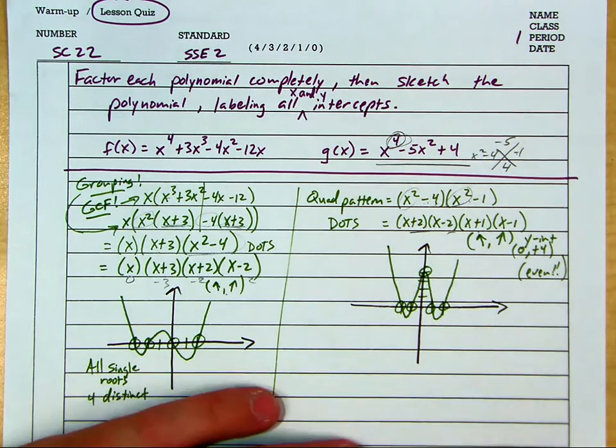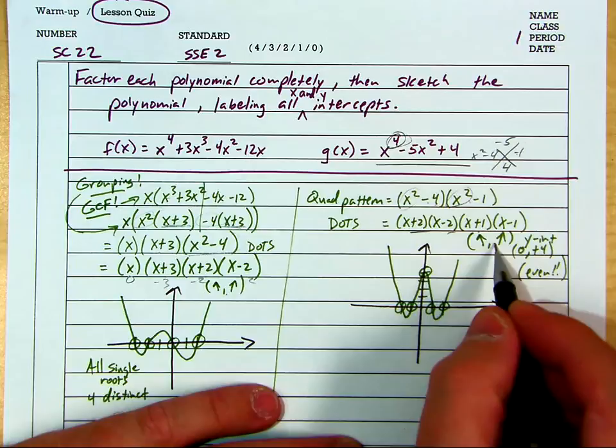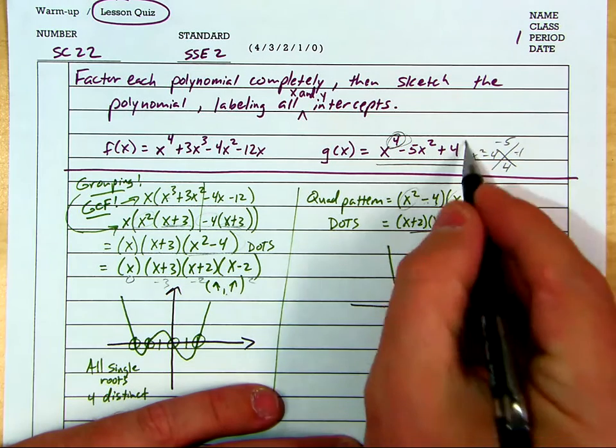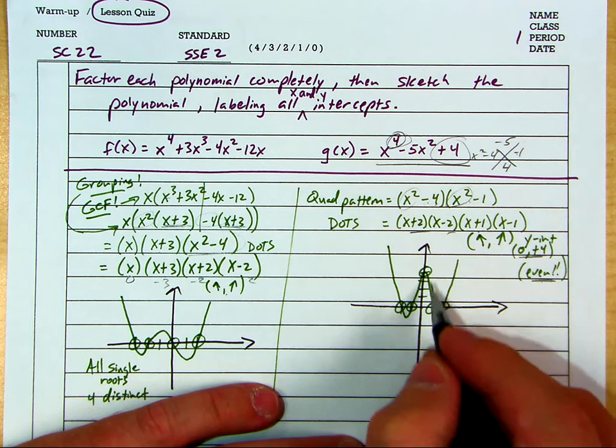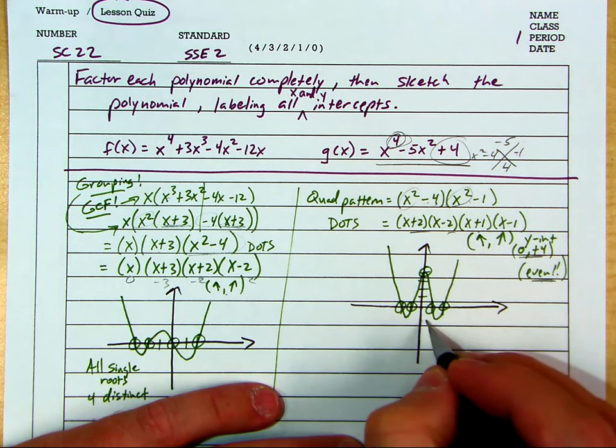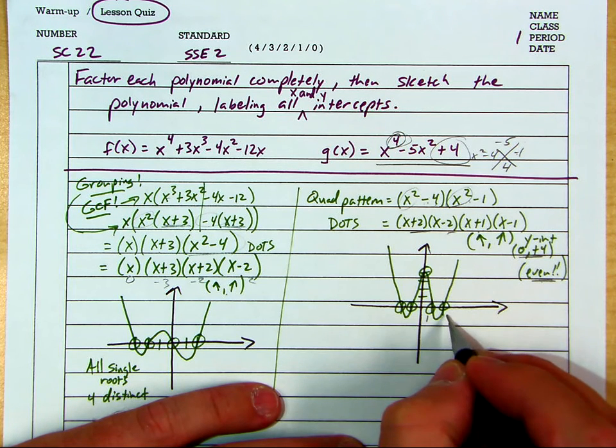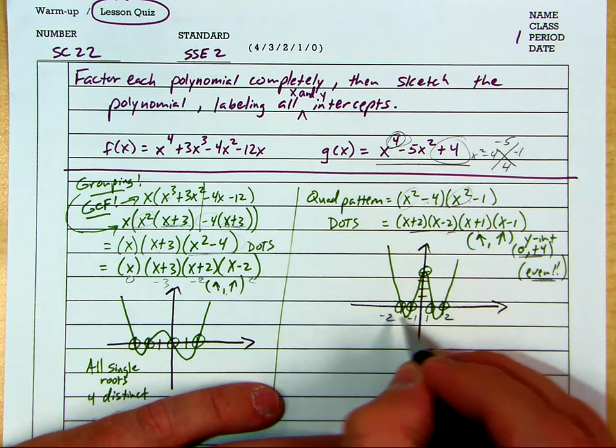We had four distinct zeros with this end behavior, and the y-intercept was (0, 4). By the way, this was an even function, which is why you see a symmetric graph. I guess I should have labeled like that to be technically correct.